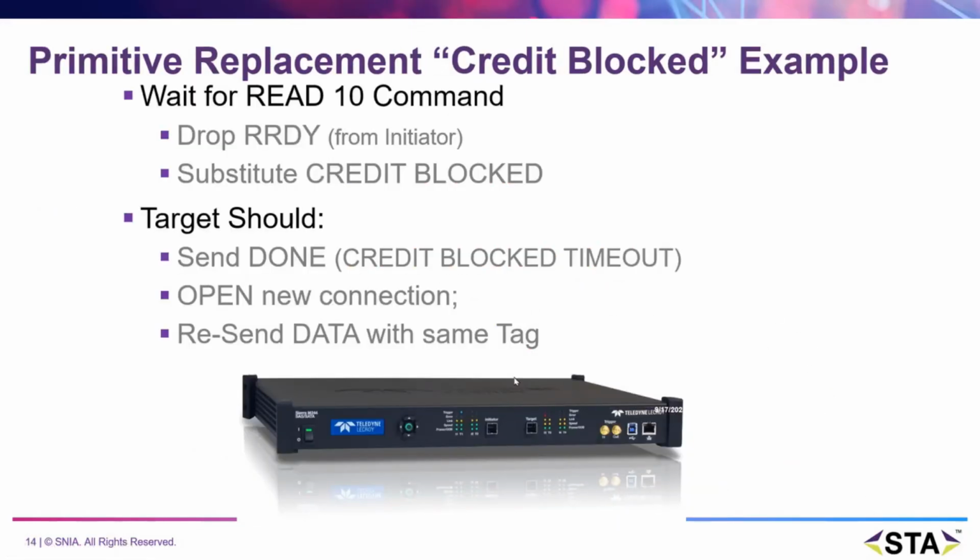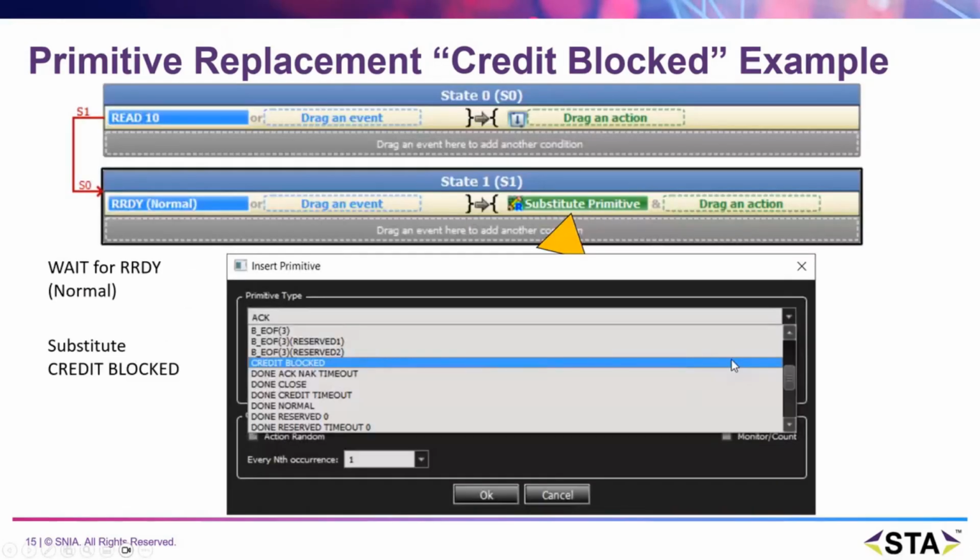In many protocols, flow control is key to performance and to understanding and preventing performance issues. Often jammers are used to exhaust credit and observe both the performance impact as well as the robustness and performance of error handling with compromised flow control. By substituting credit-blocked primitives, we can test how targets respond to flow control issues. This includes verifying timeout behavior and reconnection logic.